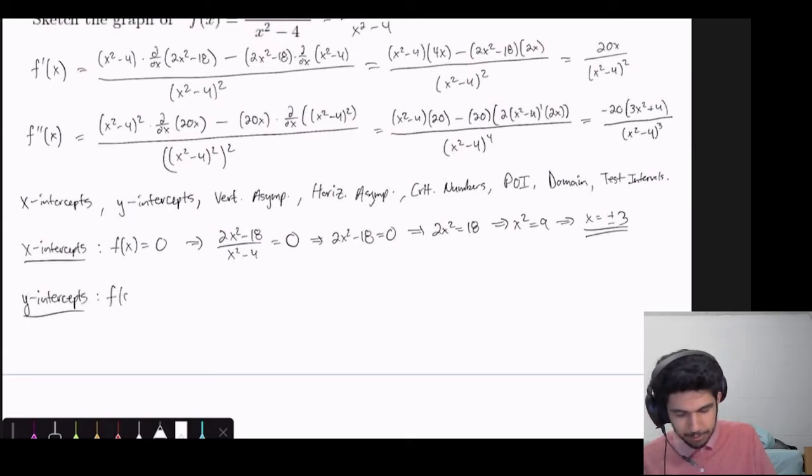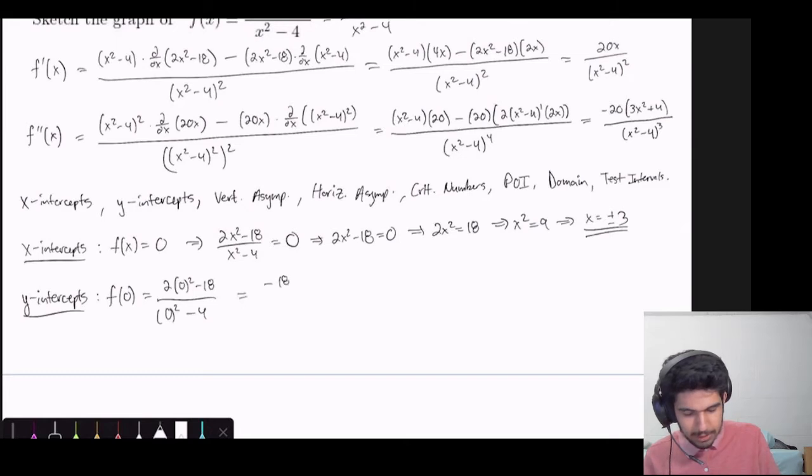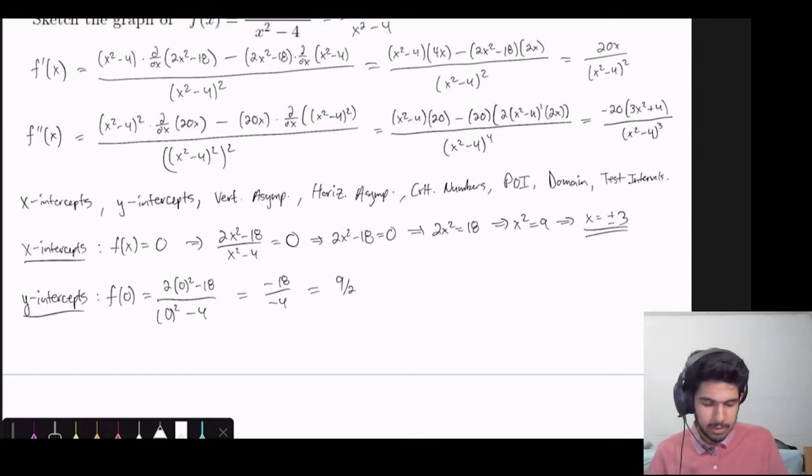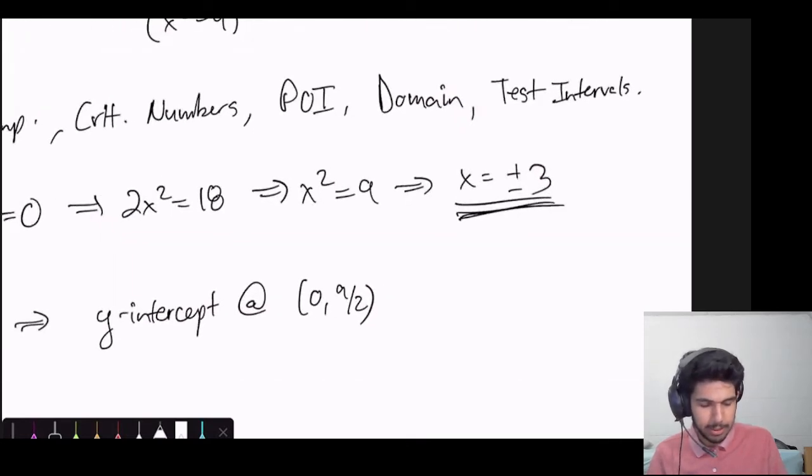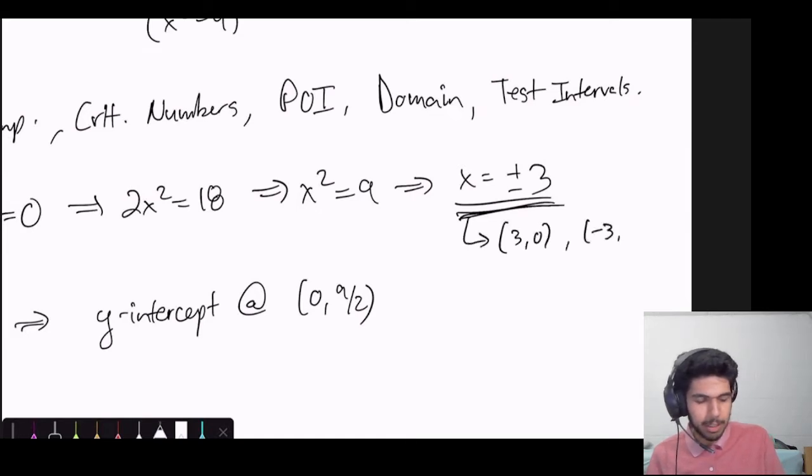Here we want to compute f of 0. So that's equal to 2 times 0 squared over 0 squared minus 4, we're just plugging in 0 for x. So that's equal to negative 18 over negative 4, which is 9 halves. So I'll just write it out. The y-intercept is at (0, 9/2). And if we go back to here, our x-intercepts, that's just saying (3, 0) is on the graph and (-3, 0) is on the graph.